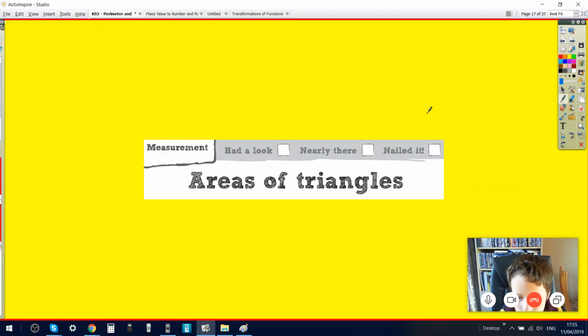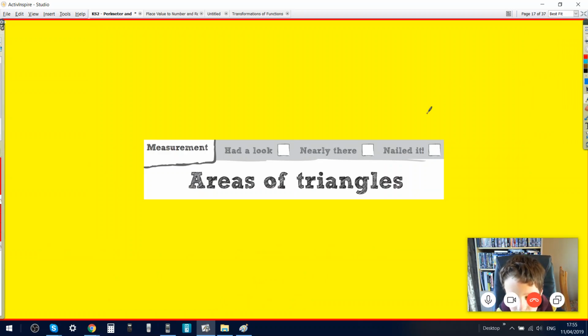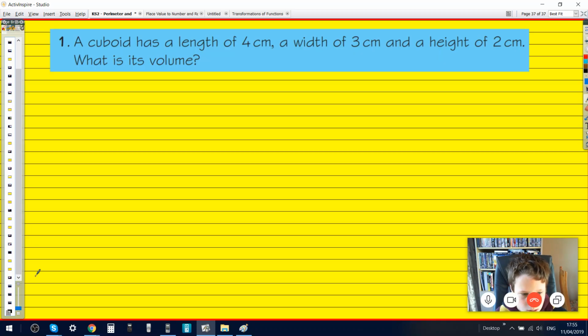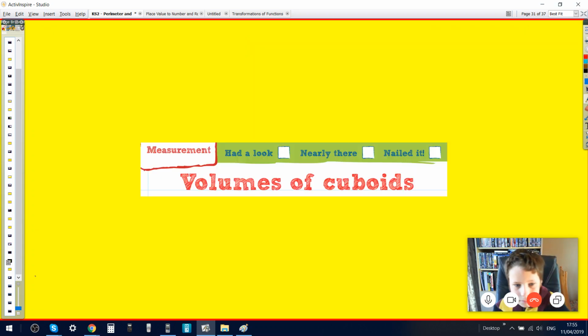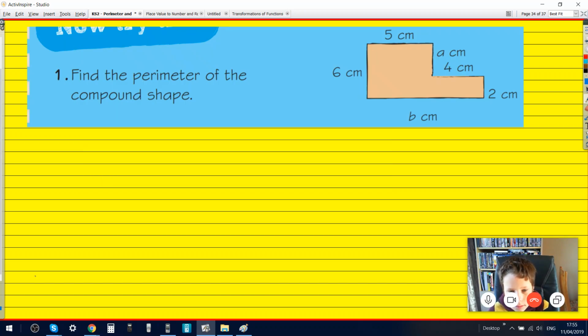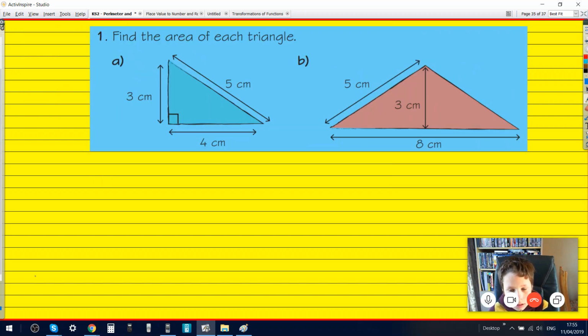Okay. Area of triangles. I'd say a tick, perhaps. It's a good one. So let me just take a look. So that was areas of triangles.